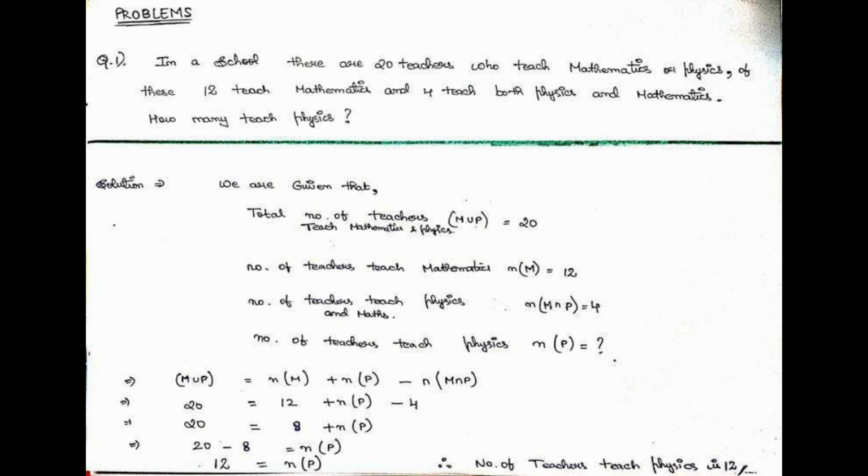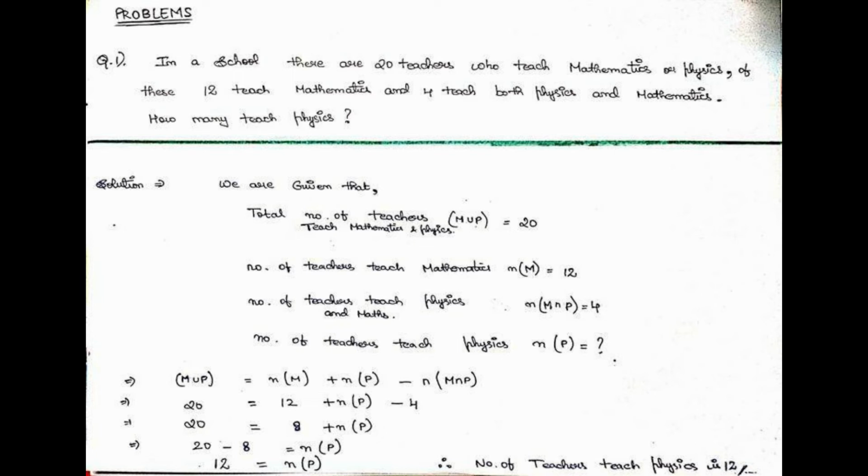Question number 1. In a school there are 20 teachers who teach mathematics or physics. Of these, 12 teach mathematics and 4 teach both physics and mathematics. Here we have to find how many teach physics. Let us look at the solution.